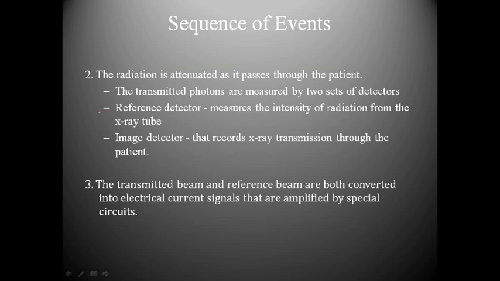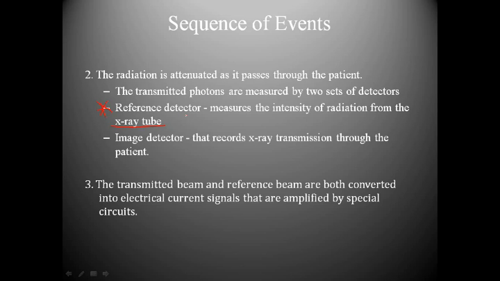Number two, the radiation is attenuated as it passes through the patient. The transmitted photons are measured by two sets of detectors. Number one is the reference detectors, which measure the intensity of radiation from the X-ray tube. Remember, we've already discussed that we need to take a measurement from the tube so that the detectors can see what has been attenuated. And so the reference detector is what does this.